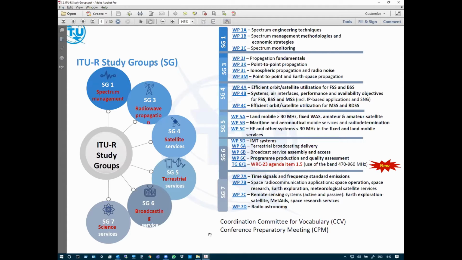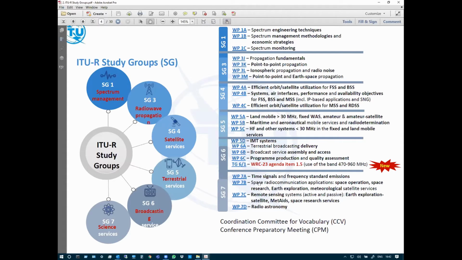And then we have, last but not least, the scientific group, Study Group 7, science services, also with 4 working parties. 7A, time signal and frequency standard emission. This group was very relevant. Maybe you have heard about the leap second. All the discussion related to the leap second was made within this working party.